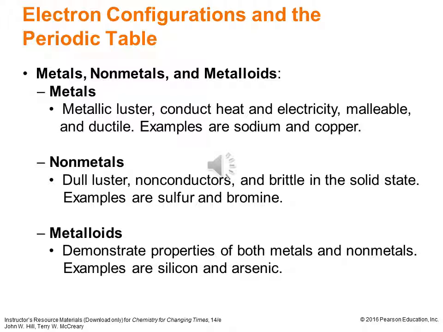And then finally, the metalloids tend to have sort of in-between properties. They demonstrate properties of both metals and nonmetals, or properties of neither in some cases. And some examples would be silicon, which is a semiconductor and basis of the electronics industry, silicon computer chips. And also arsenic would be another example of a metalloid. And the metalloid tends to be that staircase that divides the metals and the nonmetals in the periodic table.